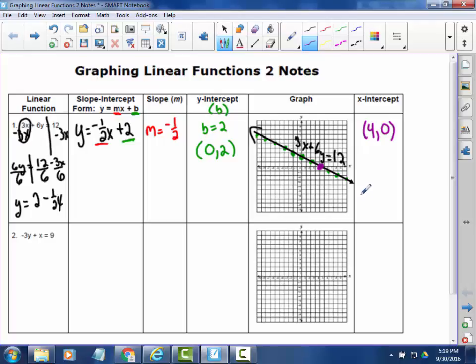All right, let's try another one. We have negative 3y plus x equals 9. So the first thing I want to do is, again, to manipulate the equation so that y is by itself. So again, I'm going to start with removing the x term. It's a plus x, so I'm going to minus x. What I do to one side of the equation, I do to the other.